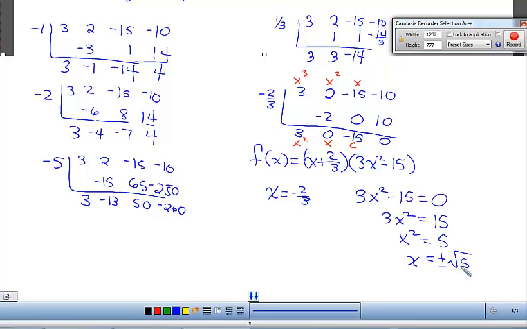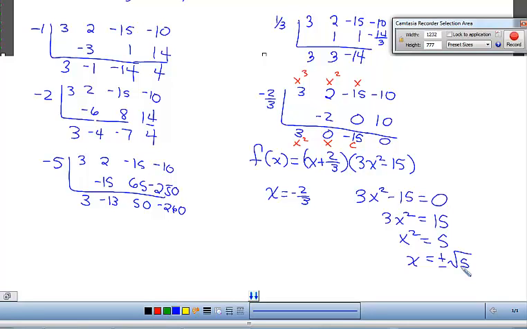And we had how many negative zeros? Well, we ended up with 2. And then we had 1 positive 0. Okay? Questions?